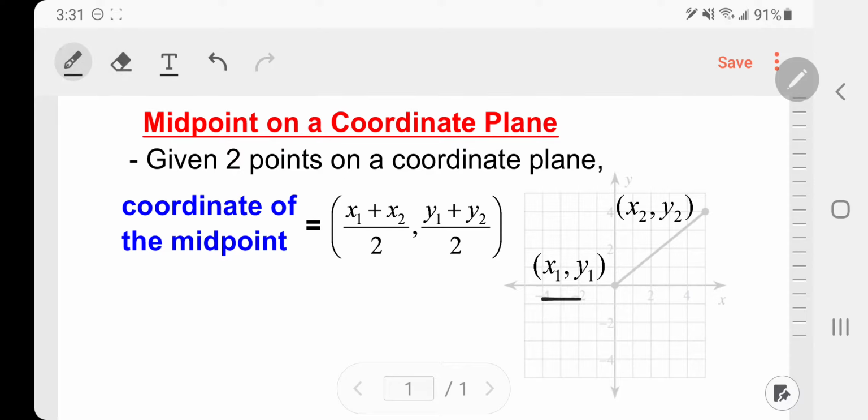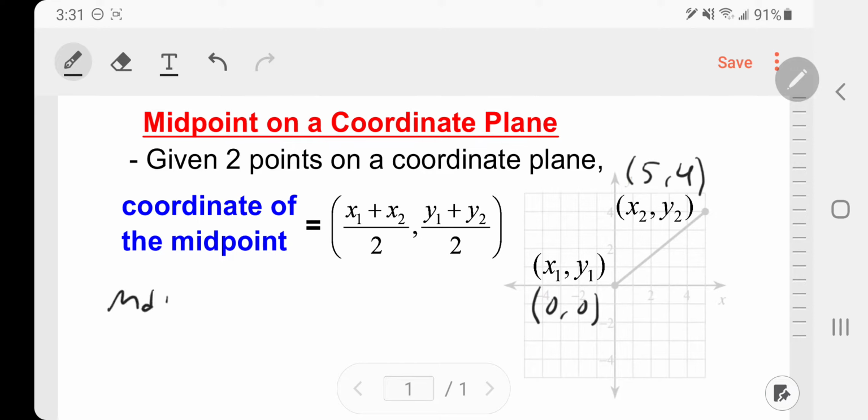Okay, so let's first look at our coordinates here. One of my coordinates falls on the origin, which is 0, 0, and my second coordinate falls on the point 5, 4. So that gives us everything we need for our formula. We have 0, 0 for our x1, y1, and 5, 4 for our x2 and y2.